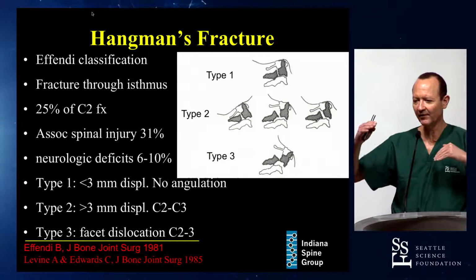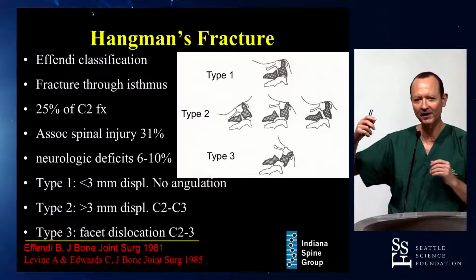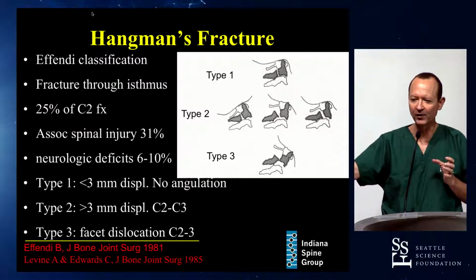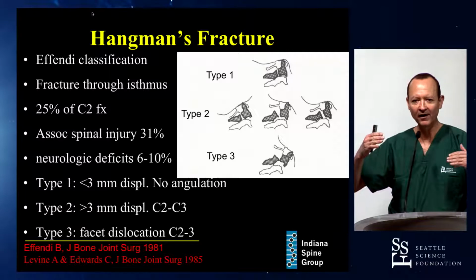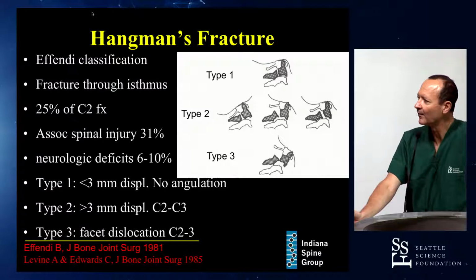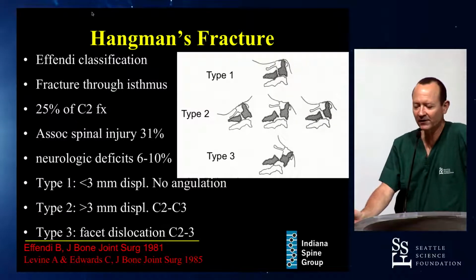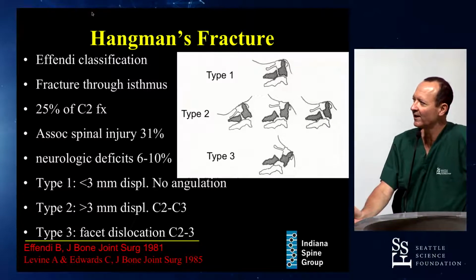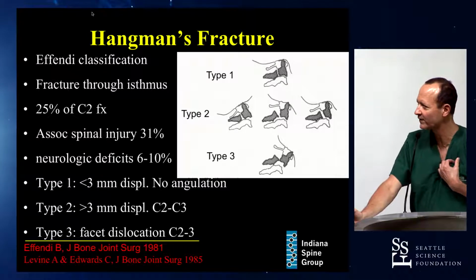So between the inferior and superior articular processes of C2, because C2 is an unusual vertebra, there's a large superior articular process of C2 that's very anterior. There's a very large area of the isthmus or pars interarticularis of C2, and that's where these fractures occur. Of all C2 fractures, they comprise about 25%, not nearly as common as odontoid fractures. There's a fairly high associated spinal injury, at a contiguous or non-contiguous level, in about 30%.